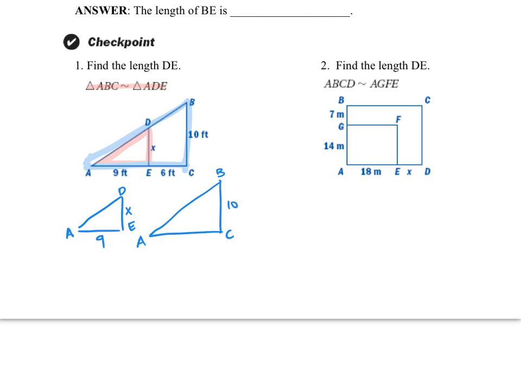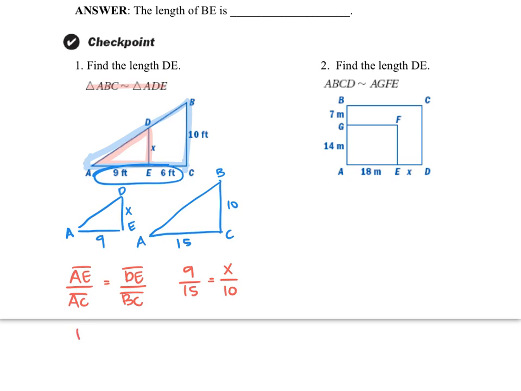ABC. This is 10. This side length is 15, because again, we are combining the 9 and the 6 to get that full side length. So now our proportion is that AE corresponds to AC. Again, I've chosen to go from the smaller to the bigger. So then I got to stay consistent. DE corresponds to BC. When I plug in the numbers, I have 9 over 15 equals X over 10.